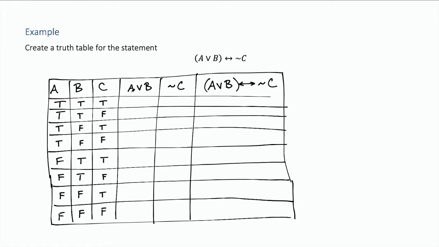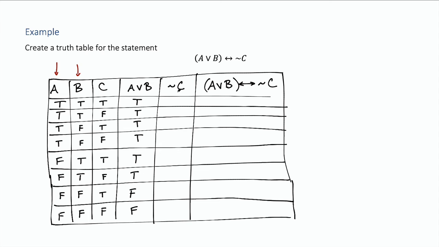And now we can look at A or B. For A or B, we are just looking for a true in these 2 columns. Okay, we just need a true. Once we get a true, then the statement is true. So here, of course, the first 4, I've got true in the A column, so those are going to be true. These next 2, the B is true. And then the last 2, both of them are false, so that's false.